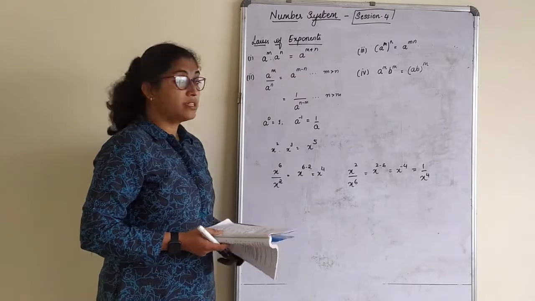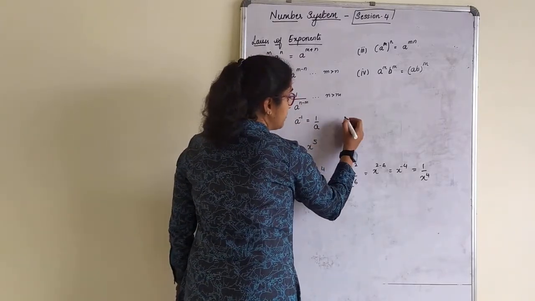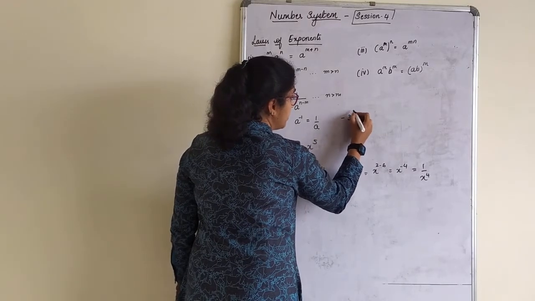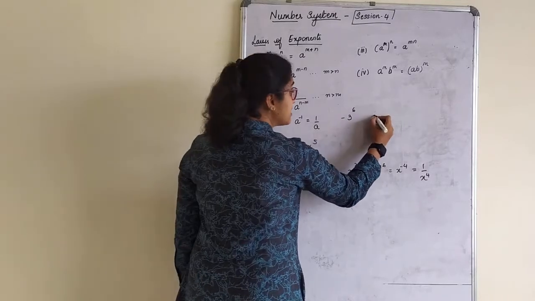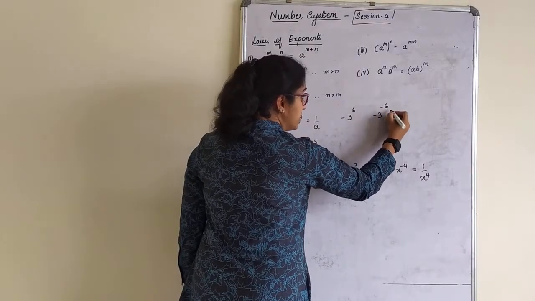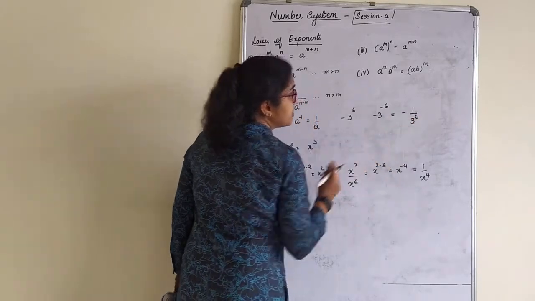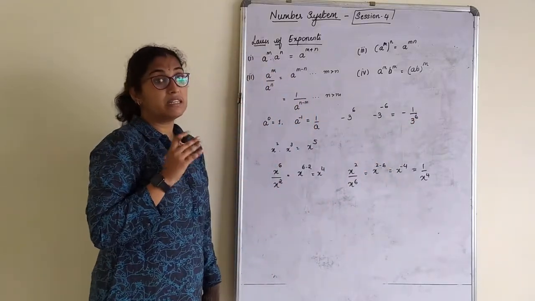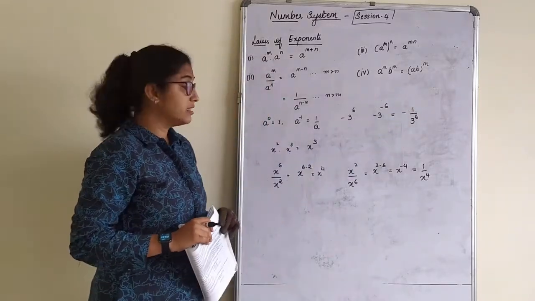Any number raised to 0, answer is 1. One thing, be very careful. Suppose if the number is like this, minus 3 raised to 6, it is minus 3 raised to 6 only. In case minus 3 raised to minus 6, answer is minus 1 upon 3 raised to 6. Minus sign for the number remains the same. Minus sign for the exponent, you can bring it down.